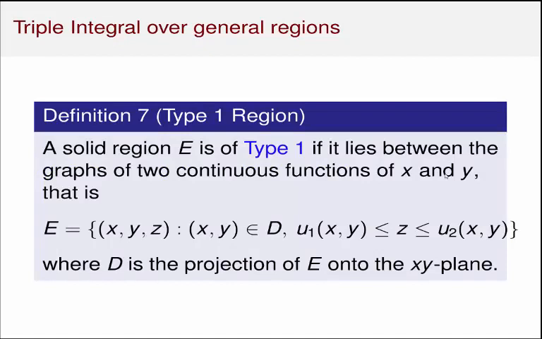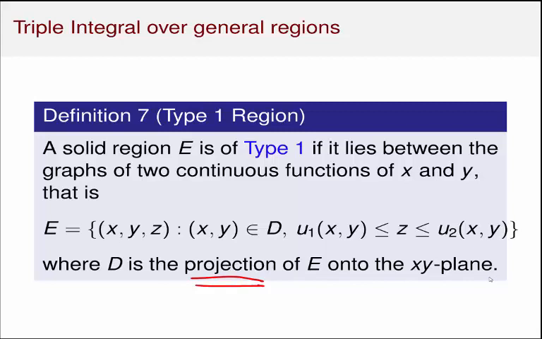Right, a solid region E is of type 1 if it lies between the graphs or surfaces of two continuous functions of x and y. In other words, it consists of points x, y, z such that x, y comes from a region D on the xy plane, whereas the variable z is bounded by two functions of x and y. So here we have u1 of x, y as the lower bound and u2 of x, y as the upper bound. Also, the region D is known as the projection of the solid E onto the xy plane.